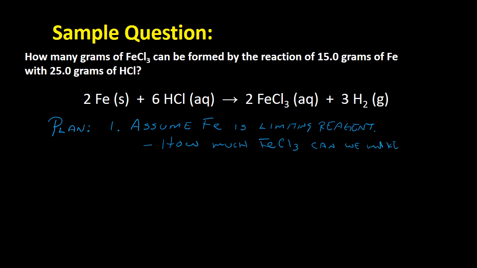Sorry for the handwriting there. Iron might be the limiting reagent and it might not. We don't know that yet. But what we're going to do is just assume that iron is limiting and figure out how much iron chloride we can make.